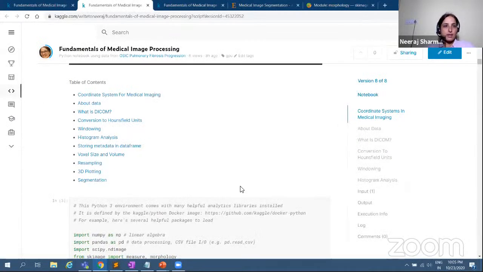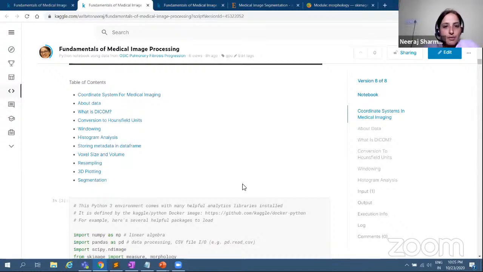So basically, when we talk about medical image processing, DICOM is the standard in which the medical images are stored. This is across the globe, and these DICOM images we get from the CT scans or MRIs. Whenever we go for any scan, the output of that particular scan is the DICOM image, and that is a very well established standard across the globe.